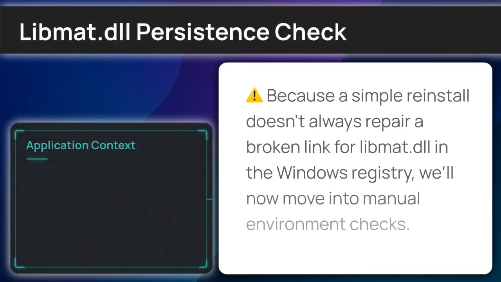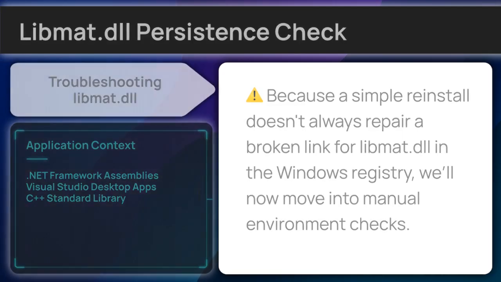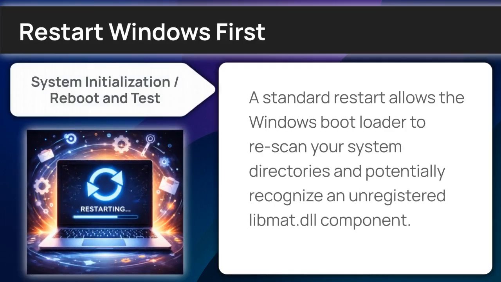In cases where the official installer remains ineffective, we must escalate to a manual review of your system's active runtime state. A full system restart clears the temporary memory cache and allows Windows to attempt a fresh initialization of all required libraries, including Libmat library.